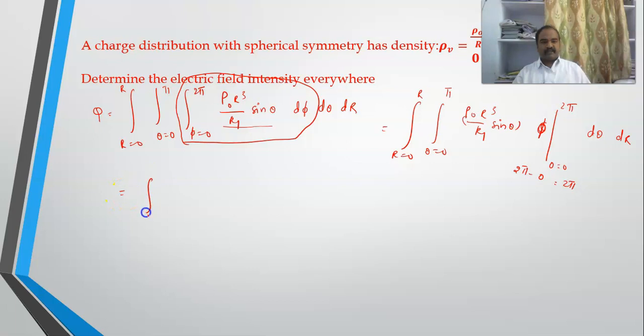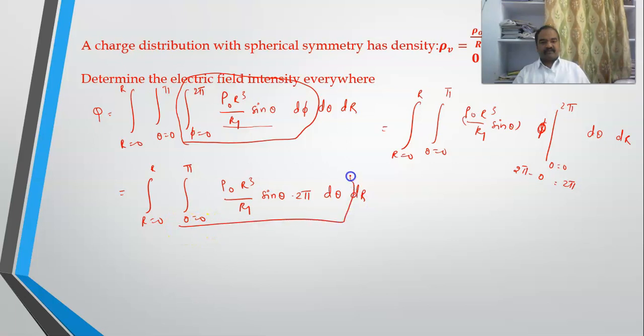So what I will be getting here: integral r is equal to 0 to r, integral theta is equal to 0 to pi, rho naught r cube by r1 sine theta, into what I am getting? I am getting 2 pi. I will write the 2 pi here. Now again I am supposed to do the integration with theta. Here sine theta is present, so the remaining terms I will remove.